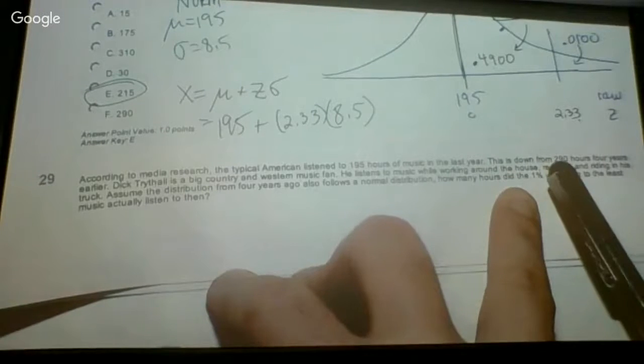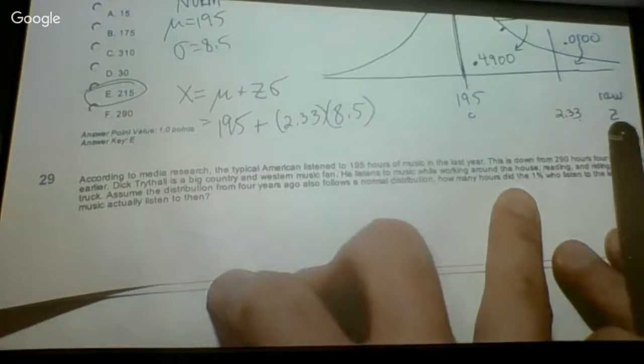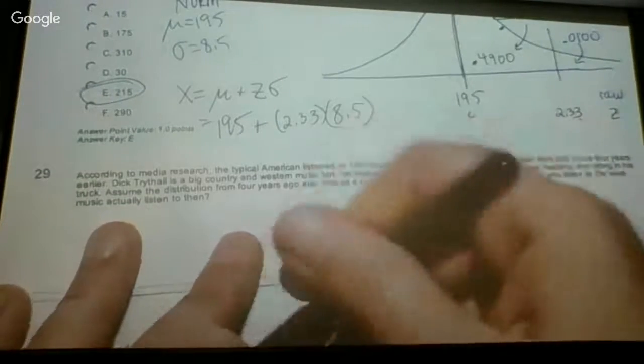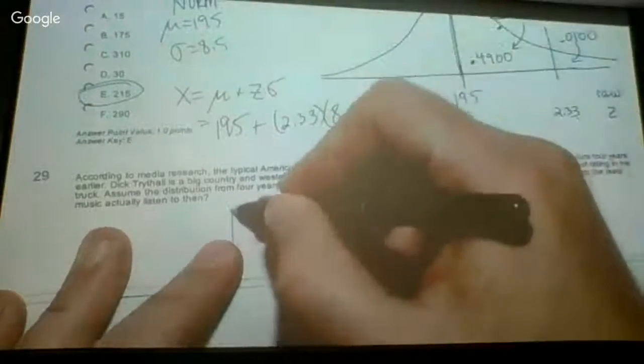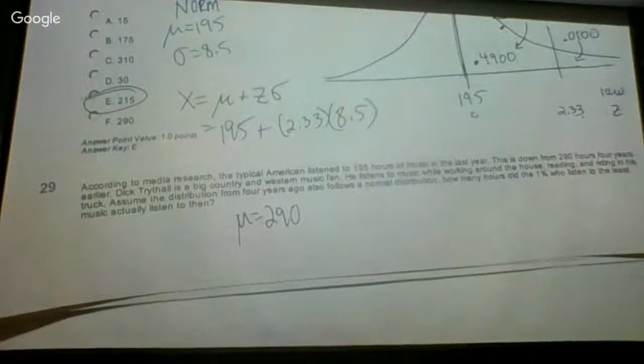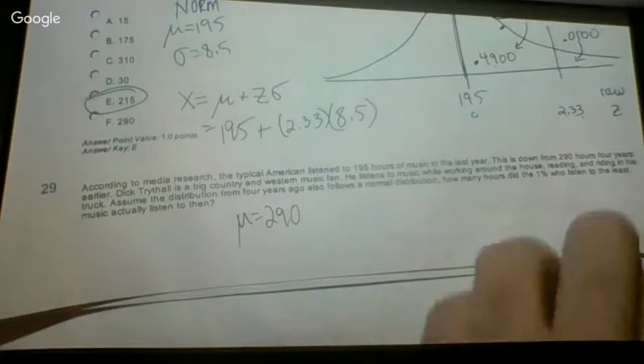This is down from 240 hours 4 years earlier. So if we do question number 29, we're just changing the mean from 195 to 290. Assuming you follow that distribution, assuming you follow the same steps that we have here, you can approach the same answers.